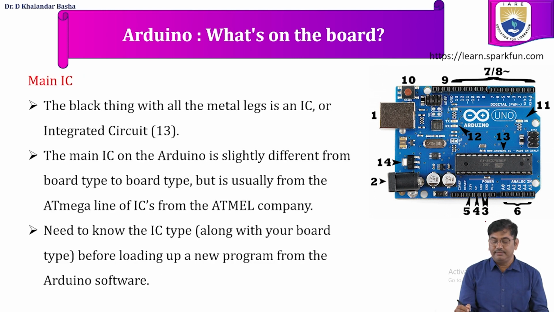So the main IC, the black thing with all the metal legs, is an IC or integrated circuit, which is labeled as 13. The main IC on the Arduino is slightly different from board type to board type, but it is usually from the ATmega line of ICs from the Atmel company. You need to know the IC type along with the board type before loading a new program from the Arduino software.